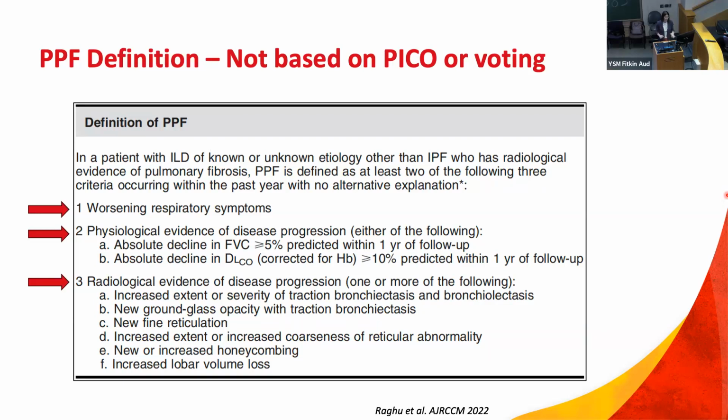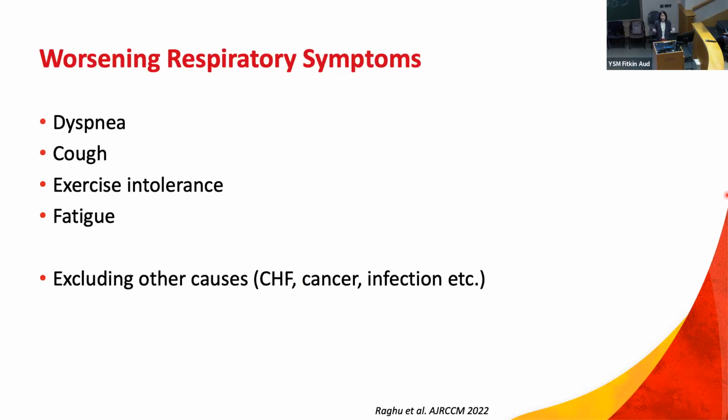In a patient with ILD of known or unknown etiology other than IPF who has pulmonary fibrosis, you have to have at least two of the following three in the past year. Again, that time frame of 12 months was somewhat arbitrarily chosen. It wasn't 6 months, it wasn't 24, it's 1 year. I'm not sure how that was decided. Worsening respiratory symptoms, physiological evidence of disease progression, and radiological evidence of disease progression, one or more of the following. So in a very evidence-based world, these are just kind of put out there.